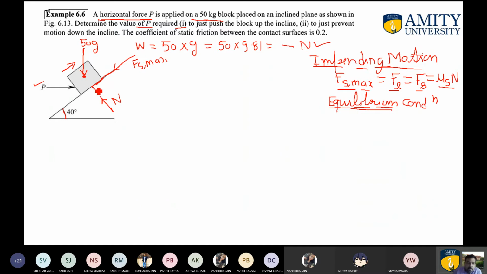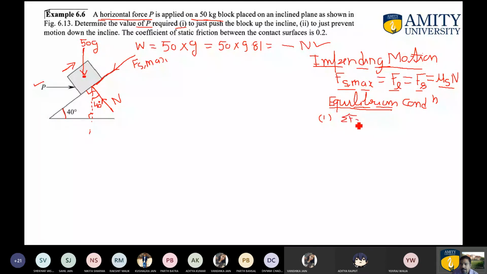From the very basic knowledge of trigonometry, if you draw the vertical line like this one, as this is 40, this is 90, so this has to be 50, so this will be your 40. So this angle will come out to be 40 from the basic knowledge of triangle. This is 90, this is 40, this will be 50, so this will be 40 because this is perpendicular to the inclined plane.